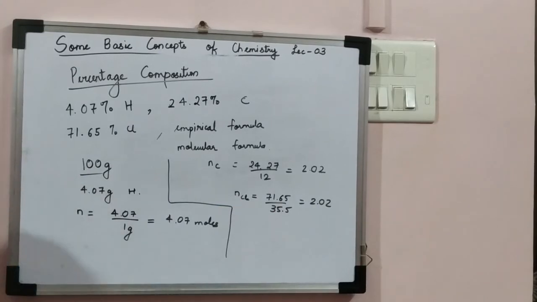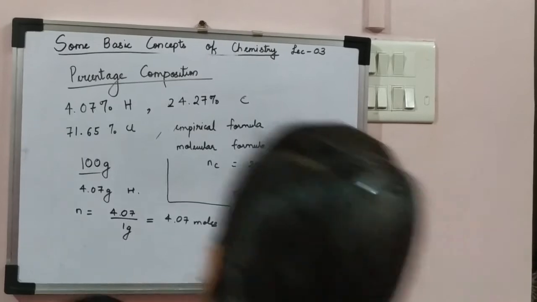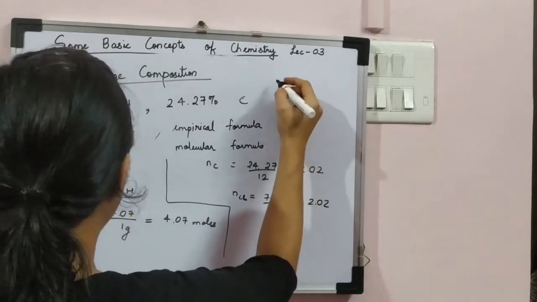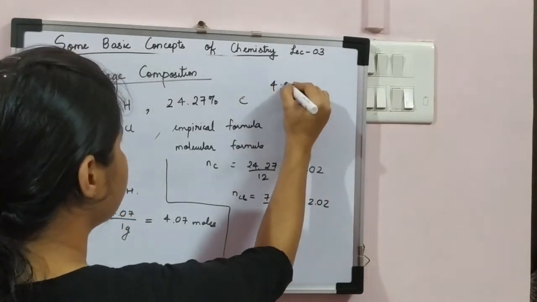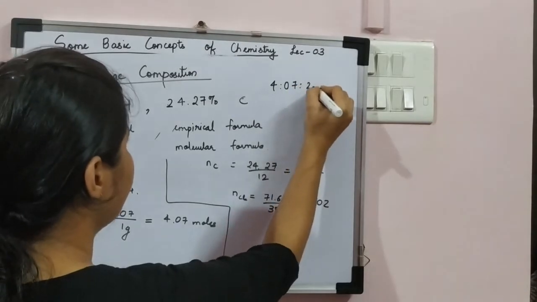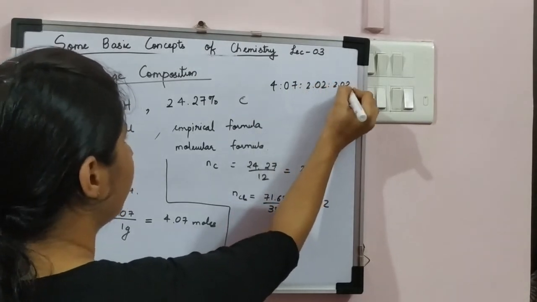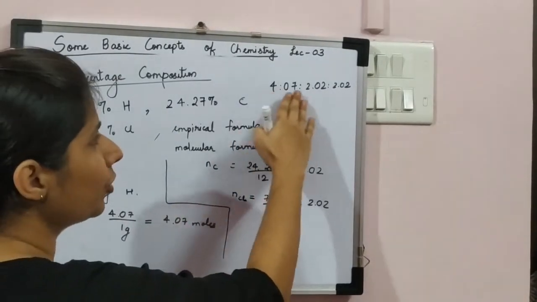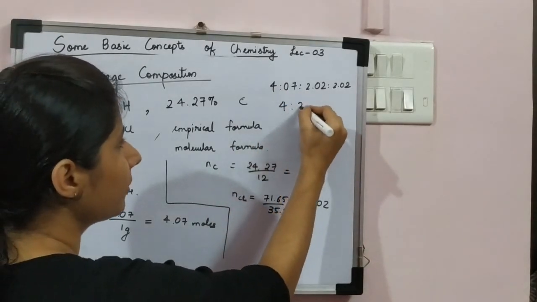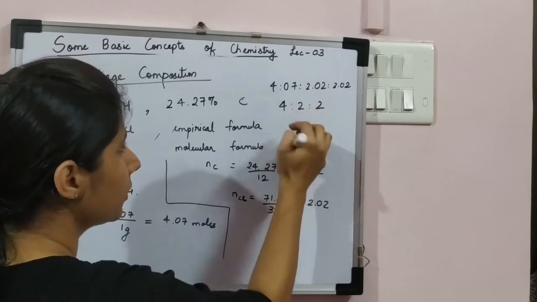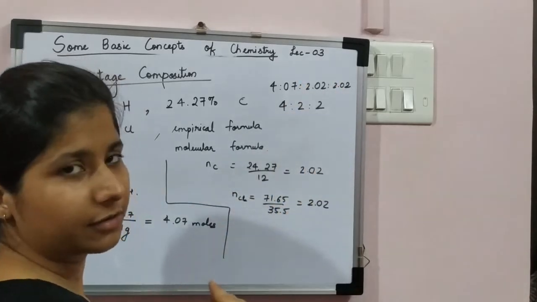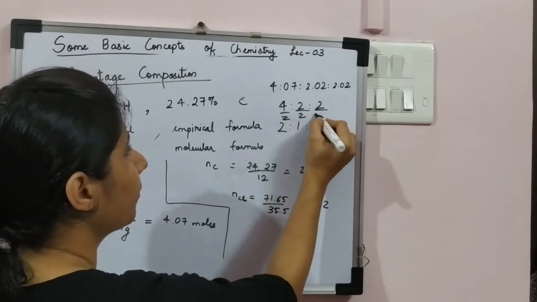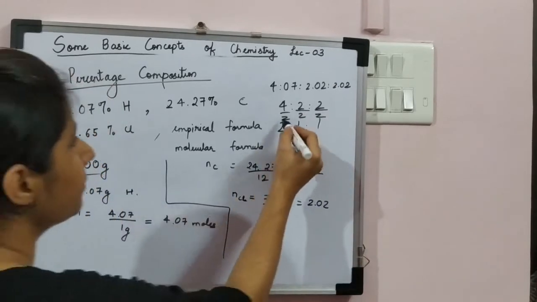Now we can compare the number of moles of each substance. The moles of hydrogen, carbon and chlorine are 4.07 to 2.02 to 2.02. What is the basic number by which I can divide this? Assume these are just 4, 2 and 2, to be simplified, because these have to be rounded off. I can divide this into a simple ratio. This becomes 2:1:1, as I've divided all of these by 2. So 2:1:1 is the simple ratio.